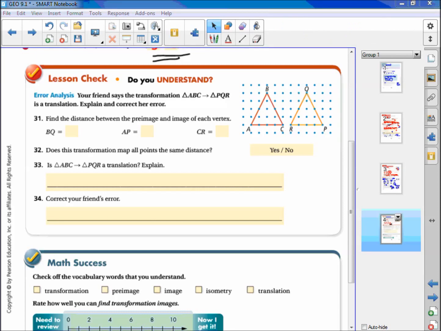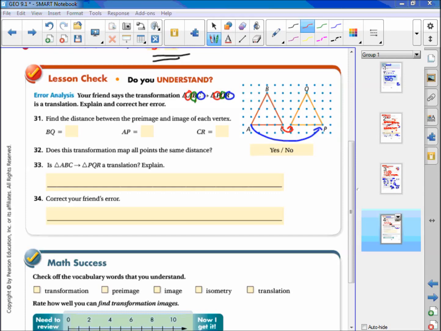All right, so we have an error analysis here, and it says, your friend says the transformation of triangle ABC to PQR is a translation. Explain and correct your error. So if it was a translation, then it's supposed to slide A to P and B to Q and C to R. And all of those slides should be the same distance in the same direction. If we move A to P, that's a really long move. And if I move C to R, that's a really short move. So this is definitely not a translation.